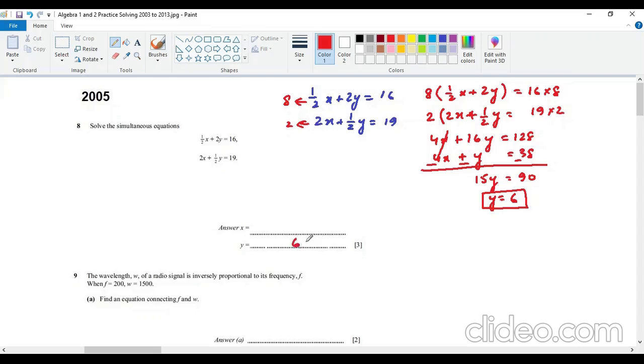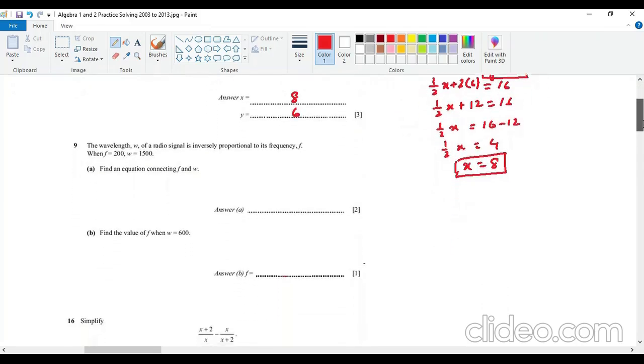Now you can take any equation you want. I'm taking the first equation, 1 over 2x plus 2 times y equals 16. The value of y we already know, it is 6. That means half of x plus 12 equals 16. That means half of x equals 16 minus 12. That means half of x is going to give us 4, and 2 is going to go on the other side and makes it an 8. 8 is going to be your answer over here.